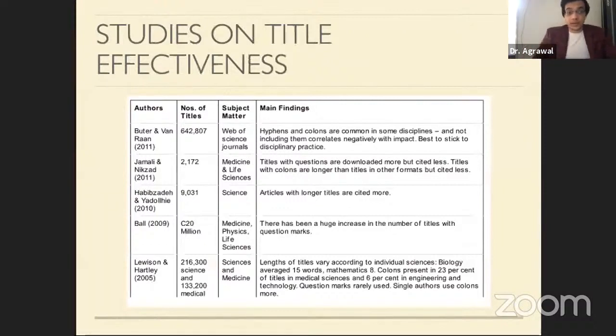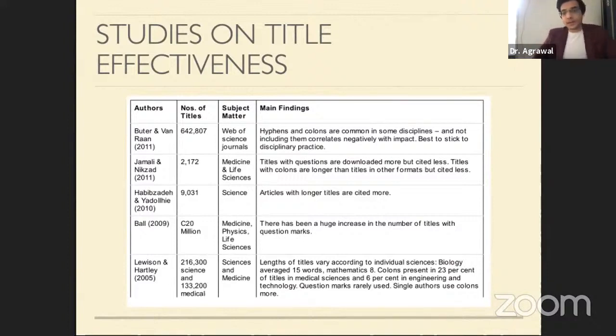So like I mentioned, there are a few studies done on whether a title is effective or not, and these are some of them. They have found a multitude of different results in their studies, so there is no actual consensus on what makes a great title. But they have observed some trends, such as a huge increase in the number of titles with question marks, or that lengths of titles vary according to individual sciences, where biology has 15, maths 8, etc.